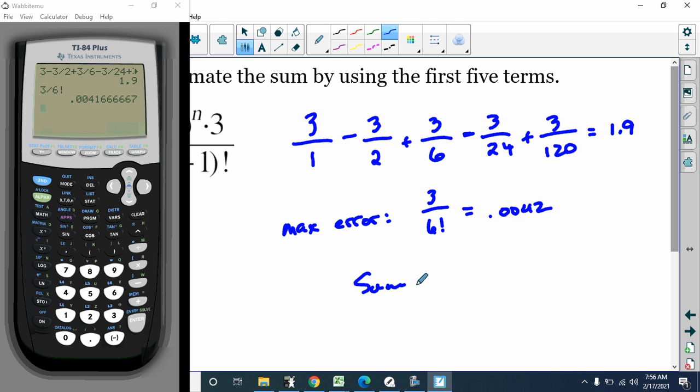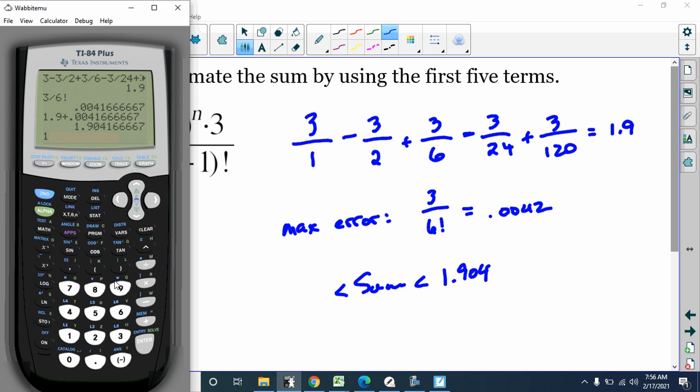So the sum is between 1.9 plus that and 1.9 minus that. Whoops. 0.896.